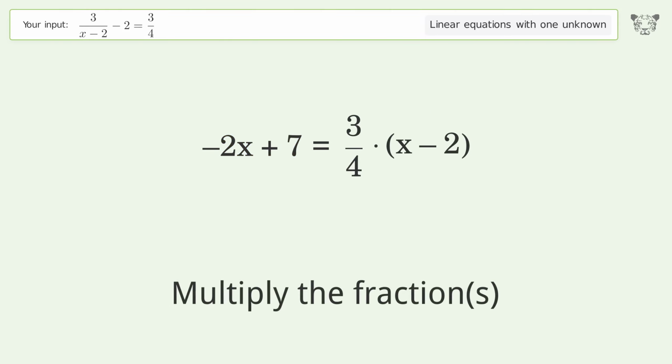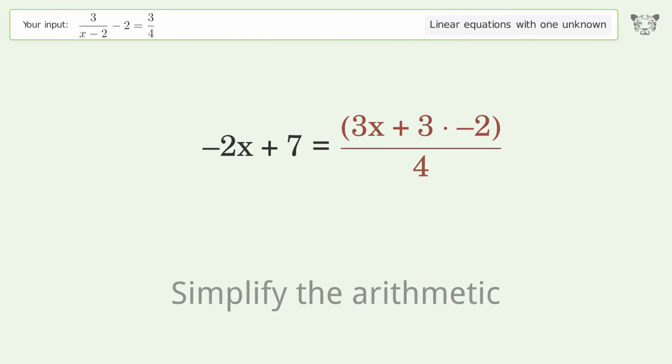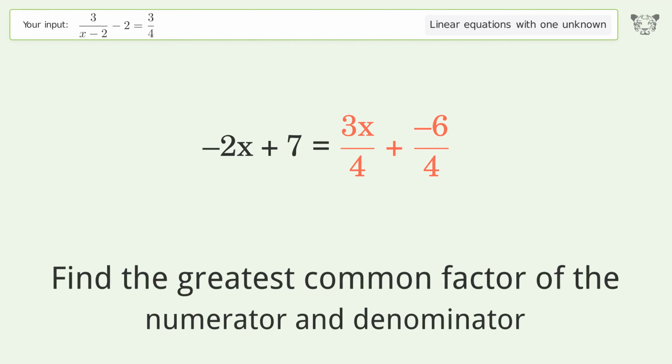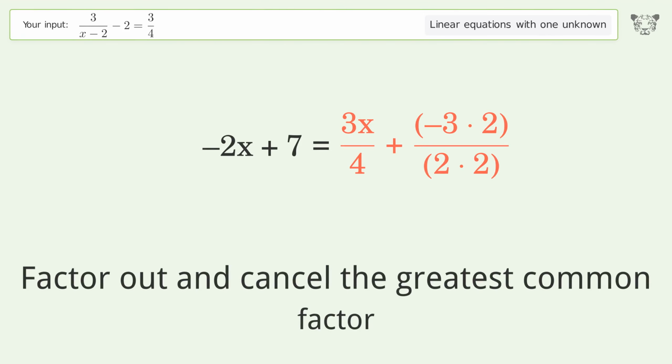Multiply the fractions. Expand the parentheses. Simplify the arithmetic. Break up the fraction. Find the greatest common factor of the numerator and denominator. Factor out and cancel the greatest common factor.